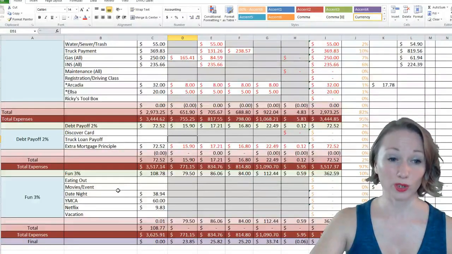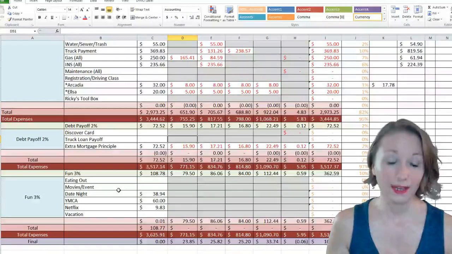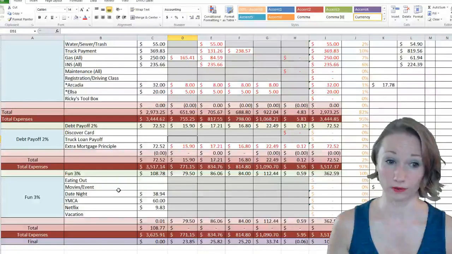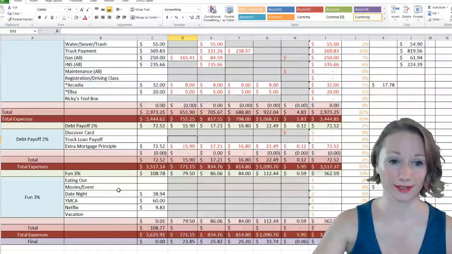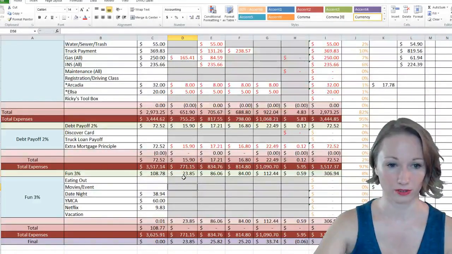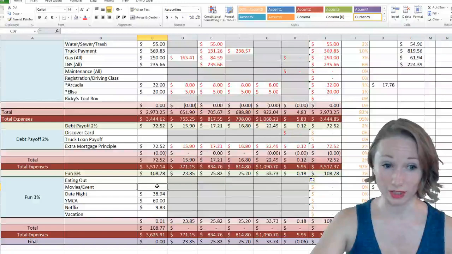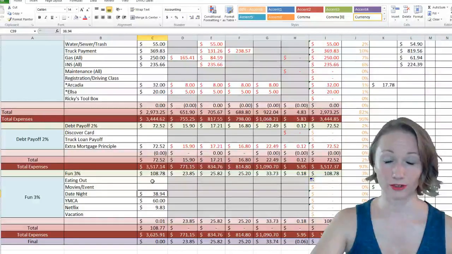Now for fun, we normally do 10% for fun, but again, we're doing kind of a no spend month, and we're not planning on having overtime. So we're only doing 3% for fun, so $108 for fun. And again, I have to change this because this was normally 3%. So we're going to change this here, and then I'm going to take this over to there, okay? So as you can see, we're not going to do eating out. We're not going to do any events because of the no spend challenge. We do have $38.94 because that's what's left towards date night.